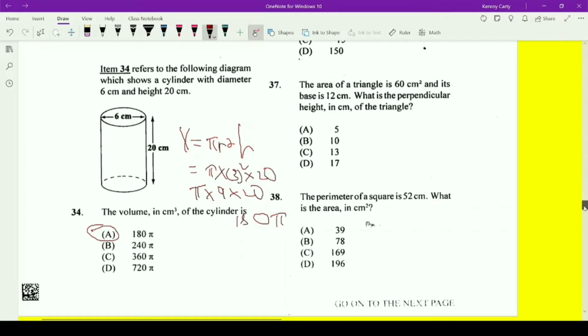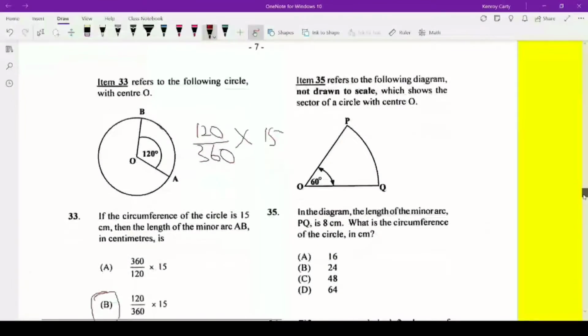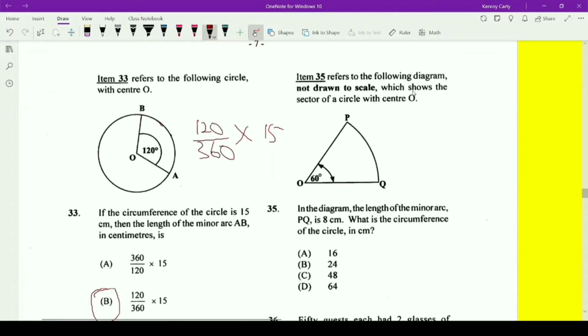Alright, let's take this back up to question 35. Good. Item 35 refers to the following diagram, not drawn to scale, which shows a sector of a circle with center O. So here we have it. We have an angle here, which is 60 degrees. It says in the diagram, the length of the minor arc PQ is 8 centimeters. It's always good to put the information on your diagram.